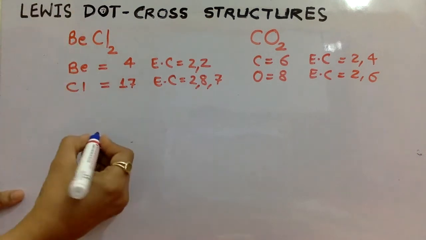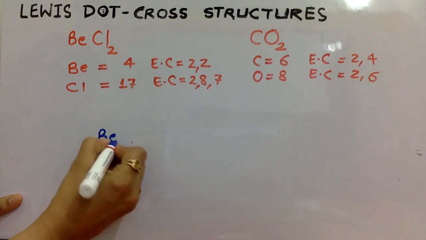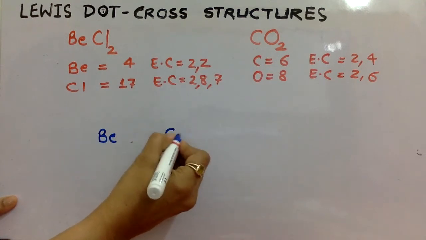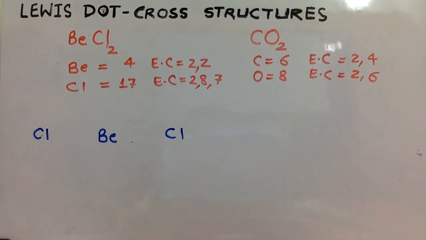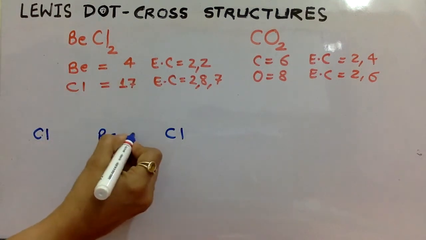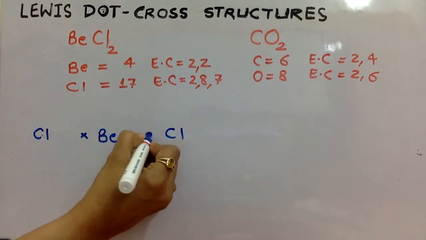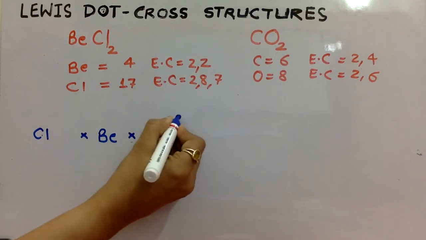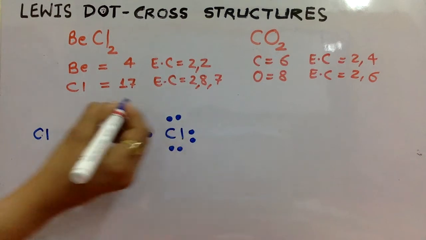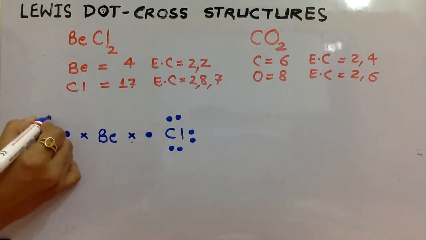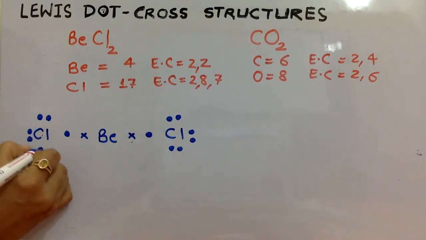Now I'm taking beryllium. The central atom is beryllium, and there are 2 chlorines. So 1 chlorine here, and the chlorine here. Beryllium contributes its 2 electrons. Chlorine has 7 in the valence shell, so 2, 3, 4, 5, 6, 7. Same way here, 1, 2, 3, 4, 5, 6 and 7.